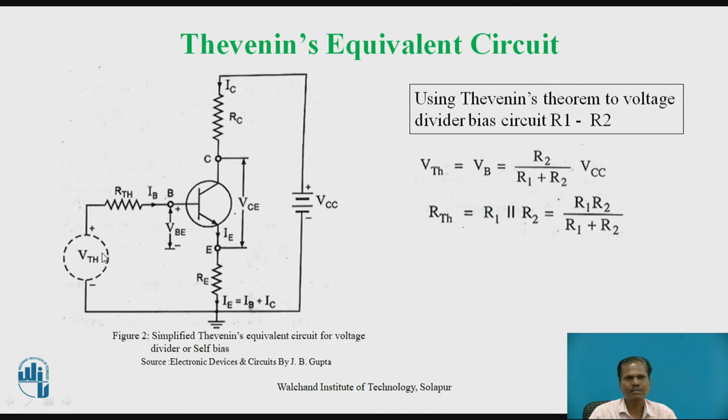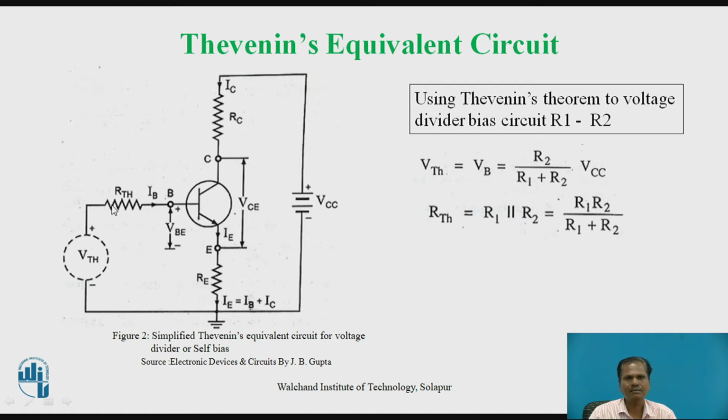VTH is the Thevenin's equivalent voltage. Using Thevenin's theorem, it is the voltage appearing across resistor R2 applied at the base with respect to ground. So Thevenin's equivalent voltage VTH is given by R2 upon R1 plus R2 into the total voltage, that is VCC. It is the voltage at the base of the transistor with respect to ground, also designated as VB. This Thevenin's equivalent voltage will decide a desired value of IB.